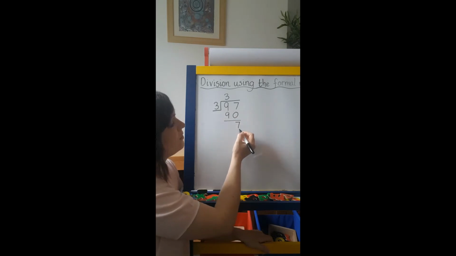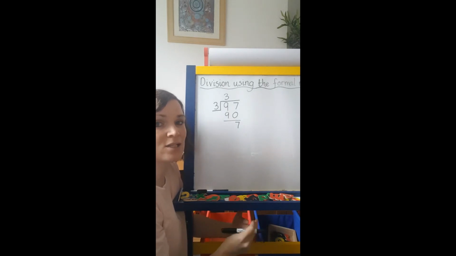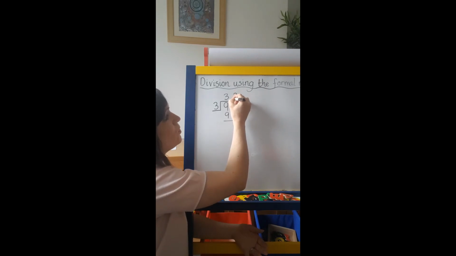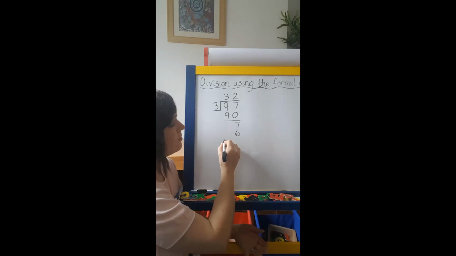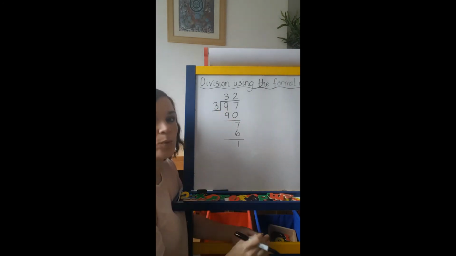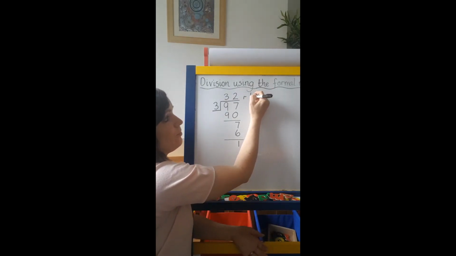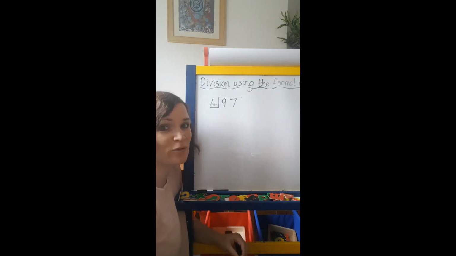3 into 7, well, it doesn't go exactly, but you know that if you do your 3 times table, you go 3 and then 6. 2 3s are 6. So it will go in 2 times. And then you're going to take away your 6 and you're left with 1. You can't do 3 into 1, so that's you finished, but just remember to record your remainder back up the top.